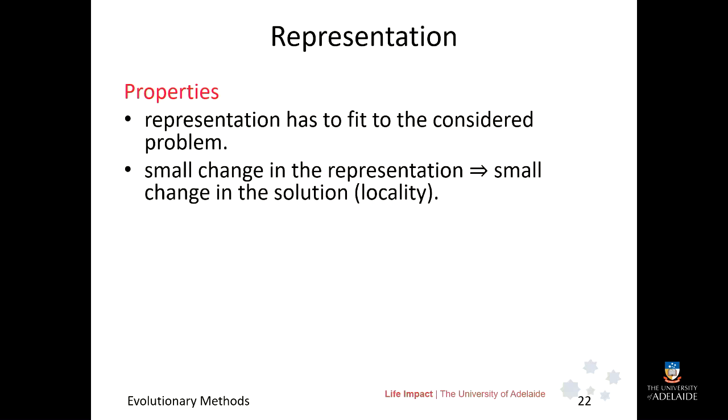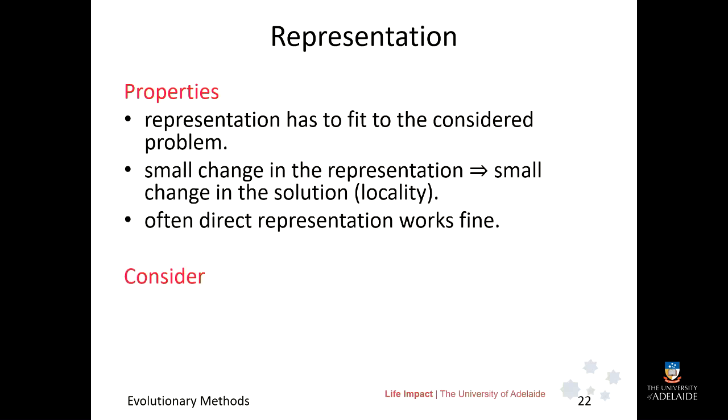So usually what you want is that a small change in the representation, like flipping a bit, should not change your overall solution a lot. And often this direct representation, let's say, picking elements like in the knapsack problem and encoding that as a binary string, works quite well. So what we do now is we just look into the search space {0,1}^n, meaning all solutions that we're looking at are bit strings of length n.